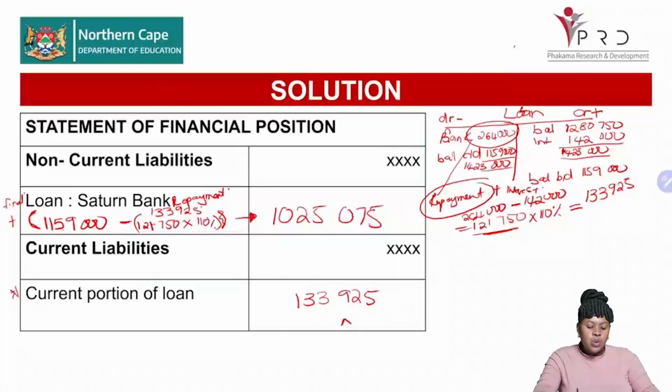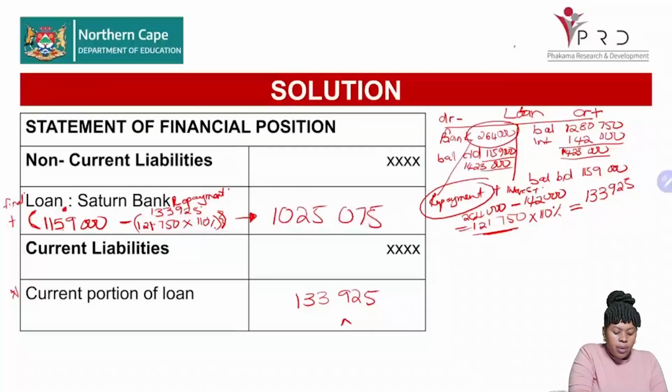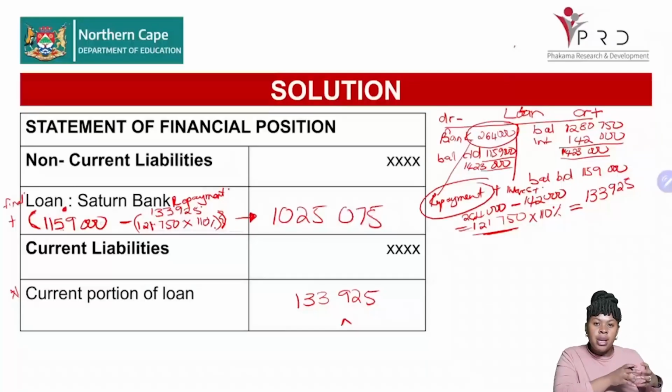And then that will give me 1,025,075. Now, I just want to highlight something. How much am I owing with regards to my loan? I am owing 1,159,000. Okay, that's how much I'm owing. But then I've separated it. If I add my loan amount, 1,025,075, with my current portion, 133,925, you will see that it's leading me back to the original amount that I owe. But some I'm owing for 12 months, the other I'm owing for more than the 12 months. And that is why I've separated.